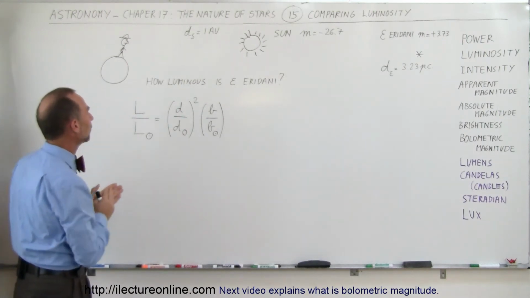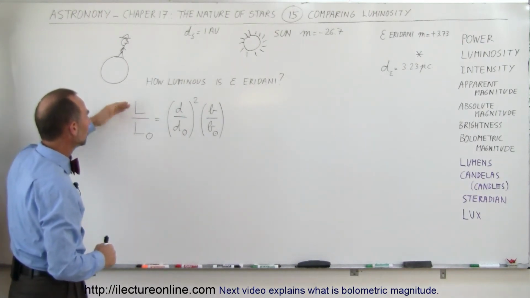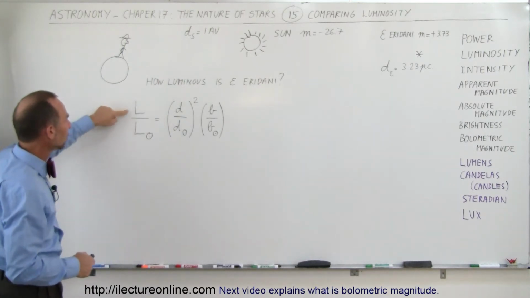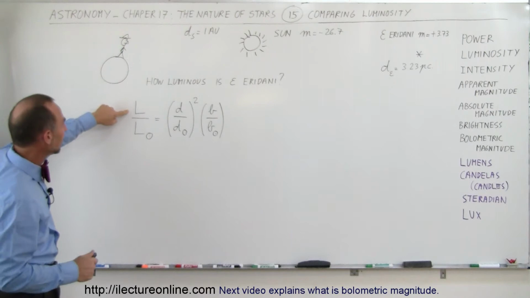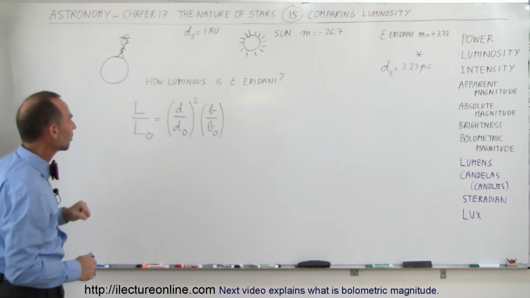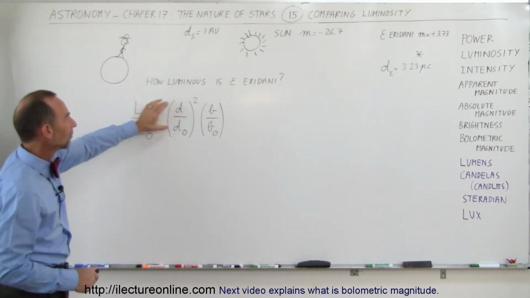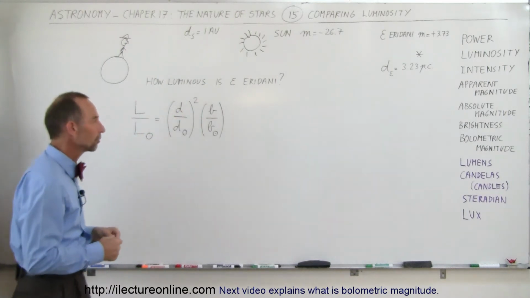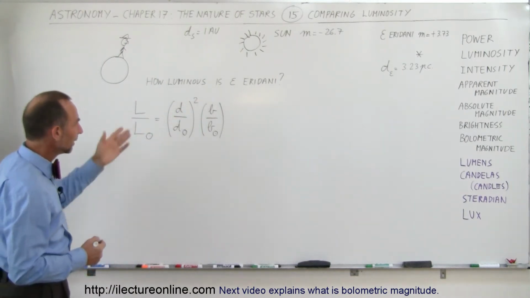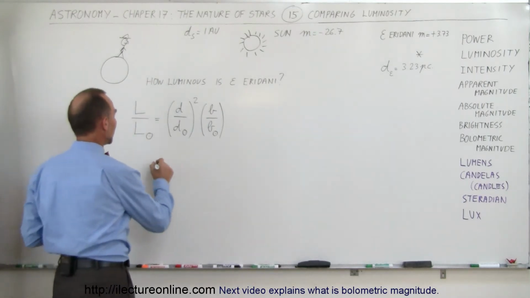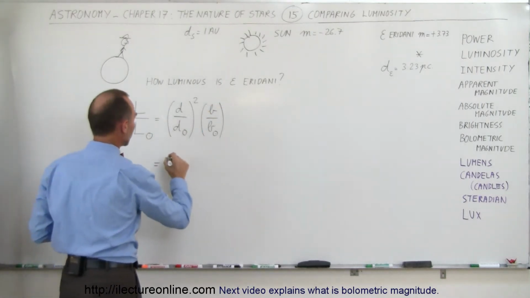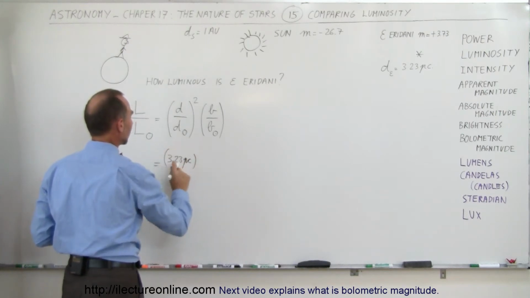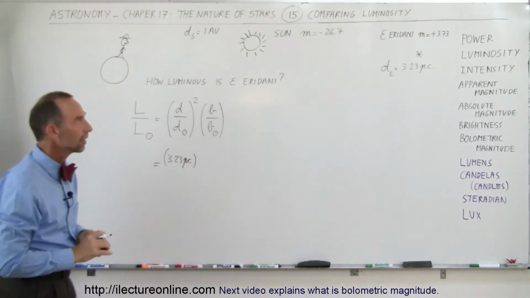Well, here's our equation. We compare the luminosity, so we want to get a fractional value for the luminosity of Epsilon Eridani and compare to the luminosity of the sun based upon how far they are away from us and based upon how bright one appears compared to the other. All right, distance-wise, what we can say is that it is 3.23 parsecs. That's the distance to Epsilon Eridani.